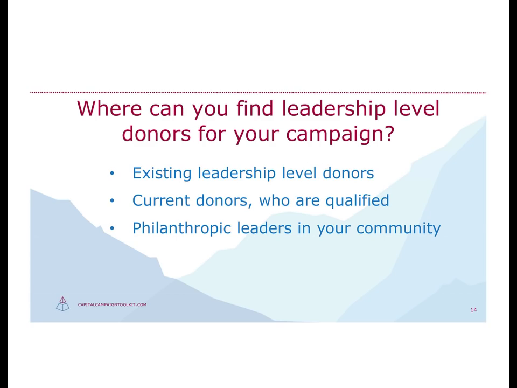So where can you find leadership-level donors close to home? There are three primary places to look. First of all, start by looking at your existing leadership-level donors. Always start there. Look at the people who are already giving to you. You may be hoping they're going to give $500,000. They may only be giving $500, but that's not a disqualifier. You have to start by looking at the people who are already giving.